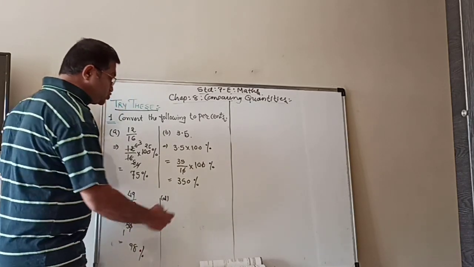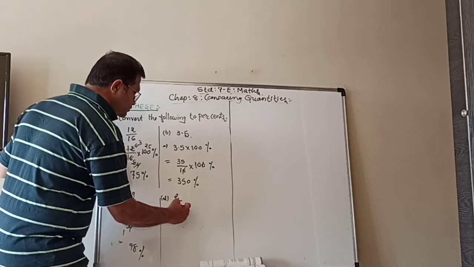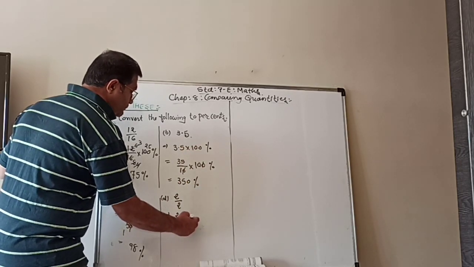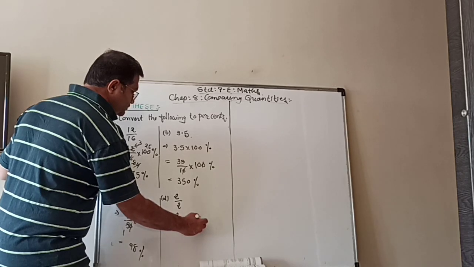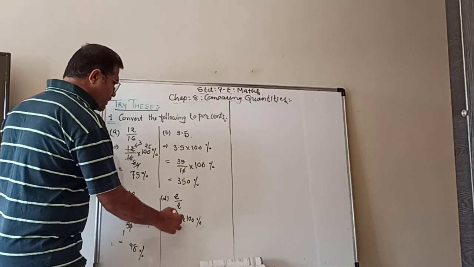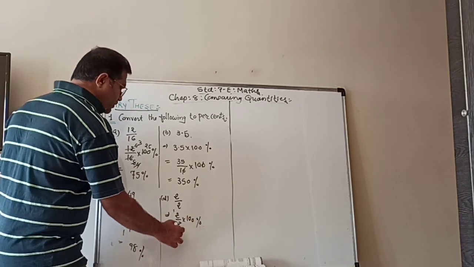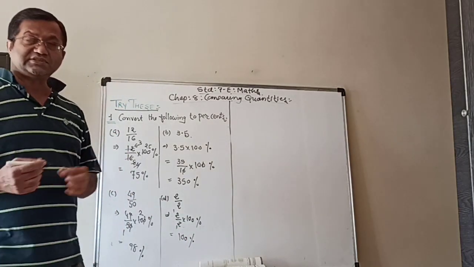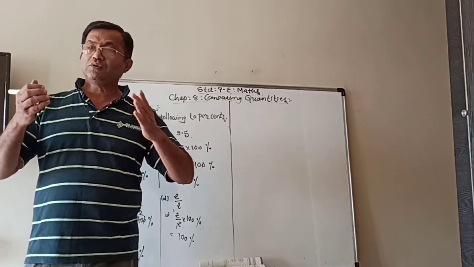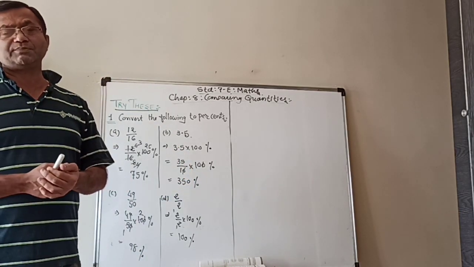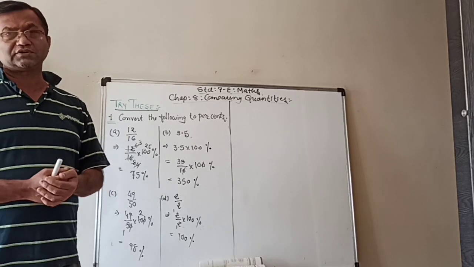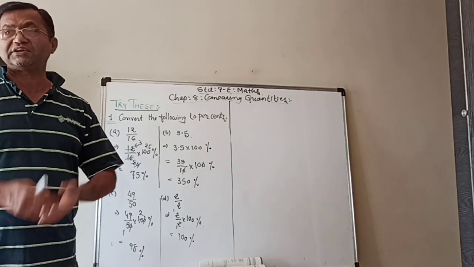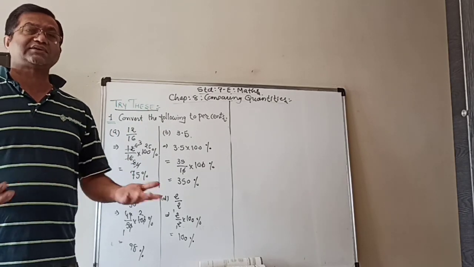In D, it is 2 by 2. So 2 by 2 multiplied by 100%. Now 2 by 2 is cancelled, so 100%. It means that if you are given a 50 marks question paper and you get 50 out of 50, your percentage is 100. 70 out of 70, 80 out of 80, full marks.